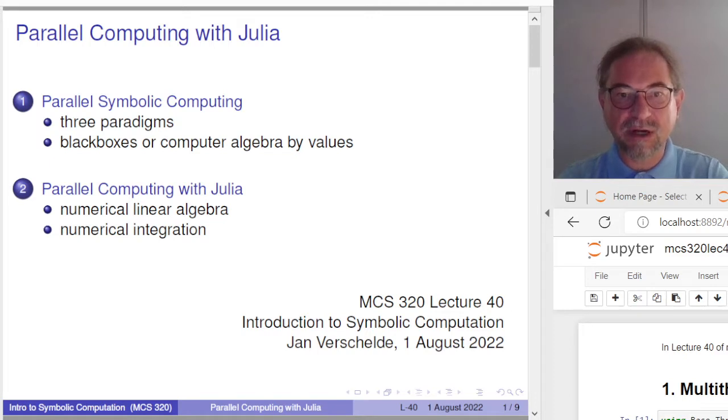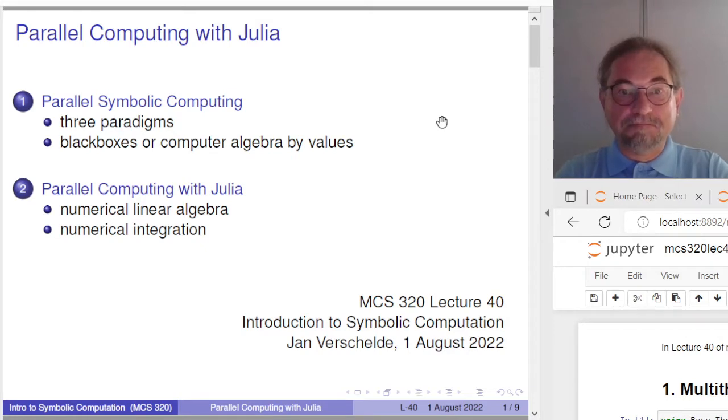In the slides here, I want to make some definitions clear, and how parallel symbolic computation can happen. And then in the second part, I will illustrate how Julia provides tools for multithreading. So there is some kind of disjunction in the sense that my examples will all be numerical. But the main goal of this lecture is to indicate how multithreading works at quite a high level in a language such as Julia.